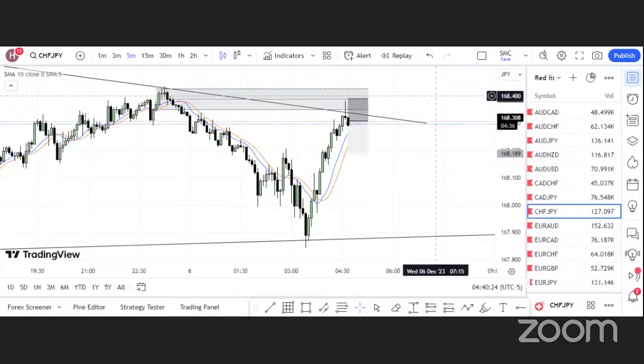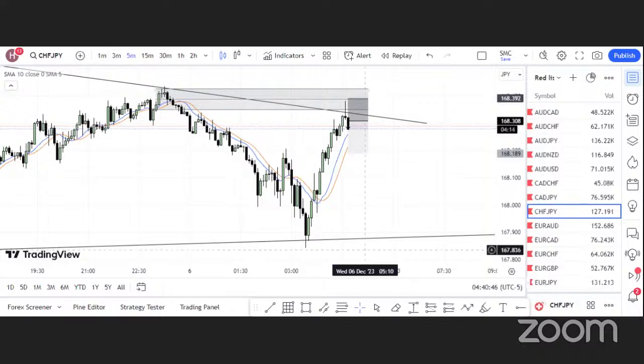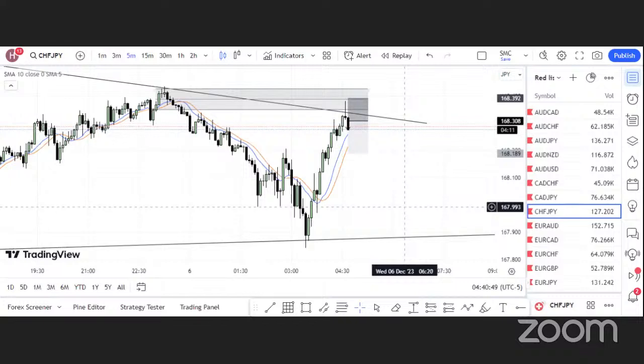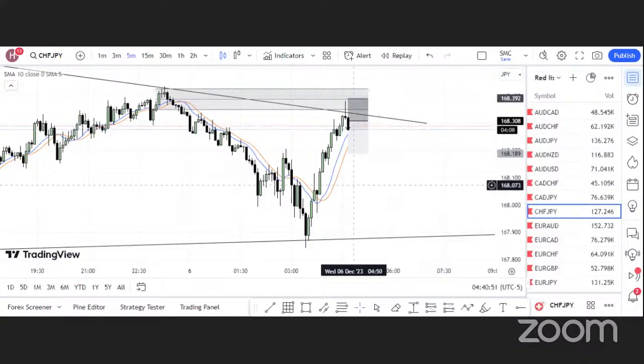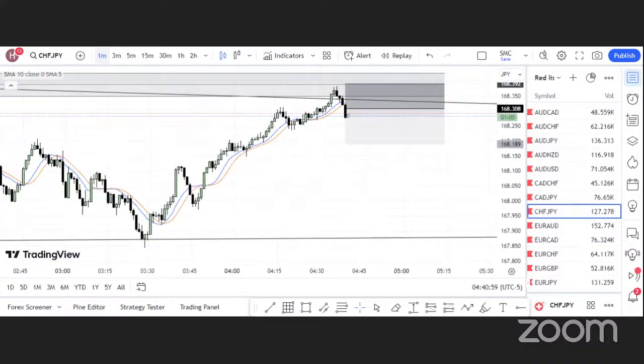All right. Guys, we got our first entry. Beautiful move. Beautiful move. Guys, we are in profit.